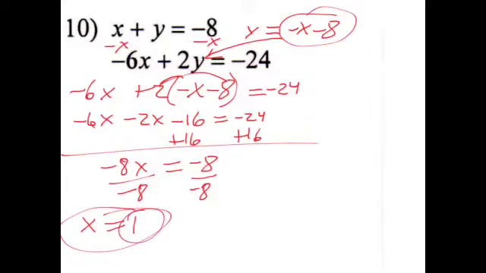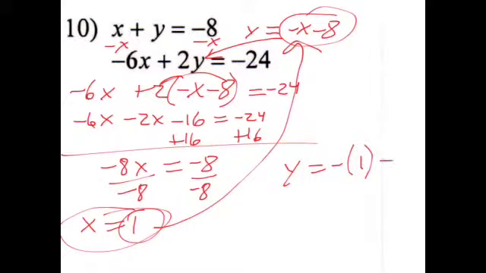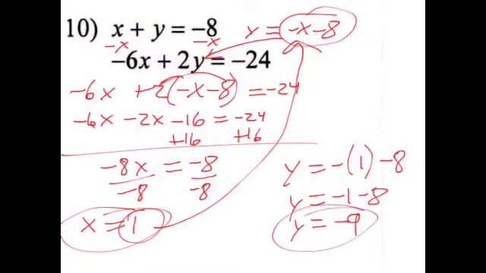And now I know what x is, I can actually take that and plug it into my other equation there to figure out what y is. y is equal to negative, and then x is 1, subtract 8. Well, negative of 1 is just -1, minus the 8, that'll give me -9, and y is equal to -9. So I get the point (1, -9) for 10.